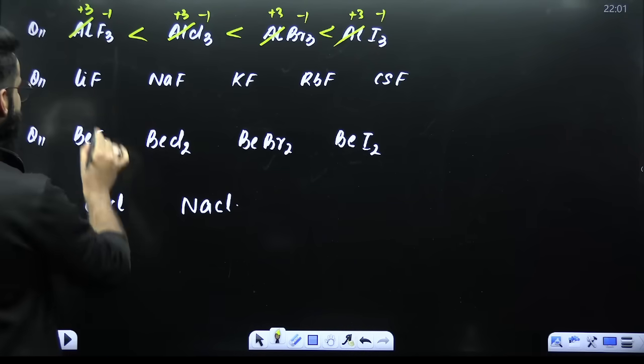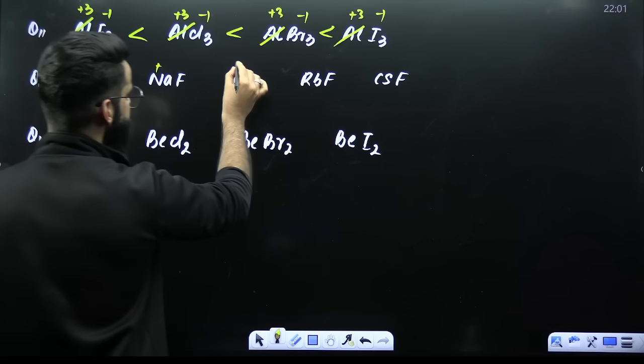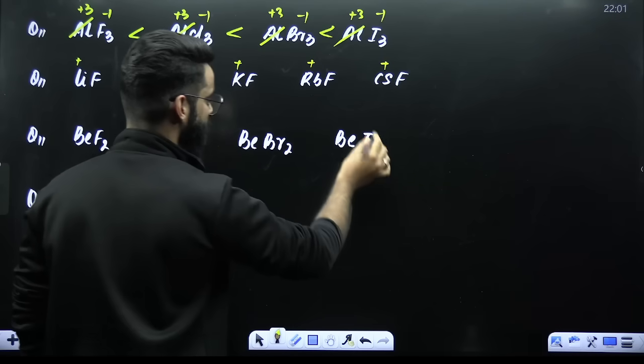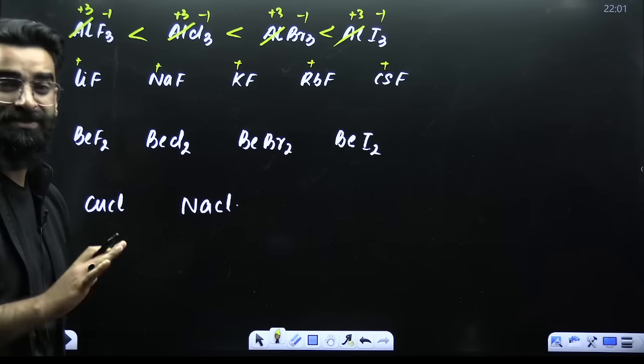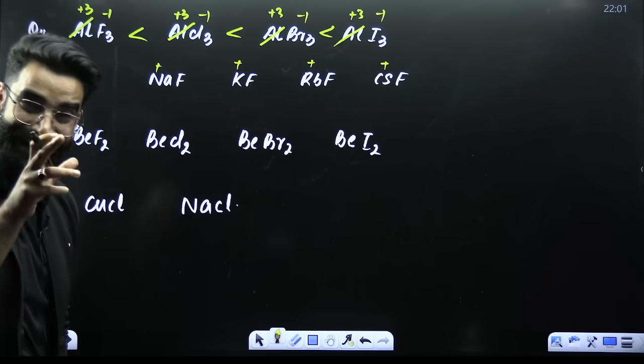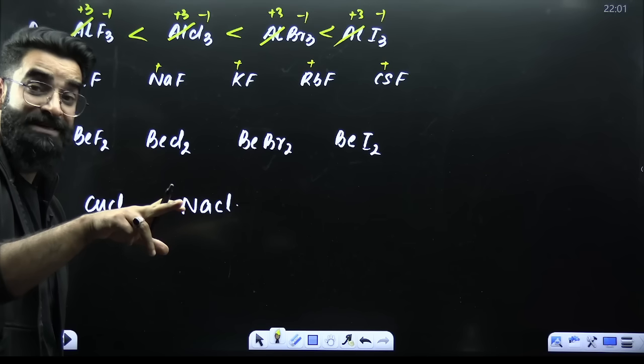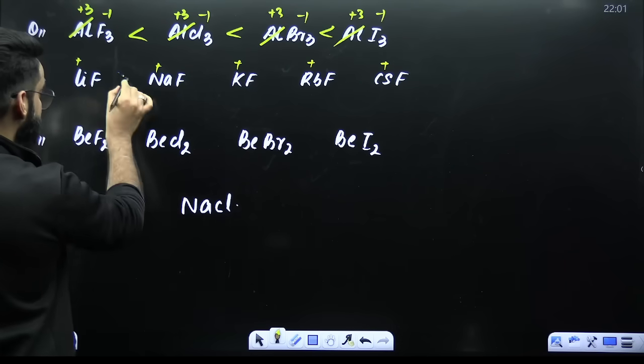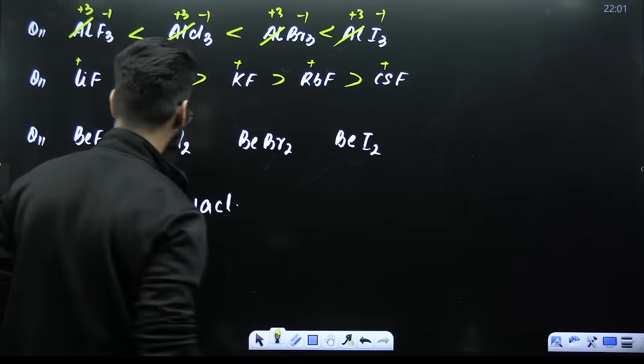That's it. Similarly, here you have got Li+, Na+, K+, Rb+, Cs+. In every cation here, charge is the same. So talk in terms of size. Lesser the size of cation, more the polarizing power of cation, hence more the covalent character. So this is going to be the order of your covalent character.